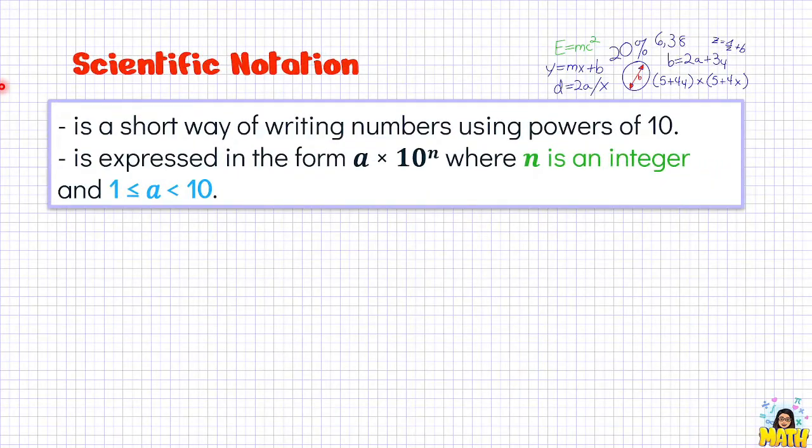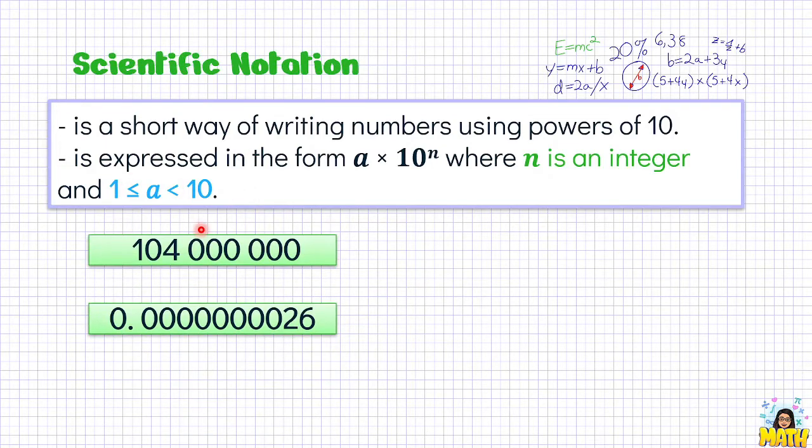To do that, we are going to write numbers in scientific notation form. Scientists have come up with this short way of writing very big numbers or very small numbers using powers of 10. This is expressed in the form a times 10 raised to the n power, where n, which is an exponent, must be an integer, and a must have a value greater than or equal to 1 but less than 10.